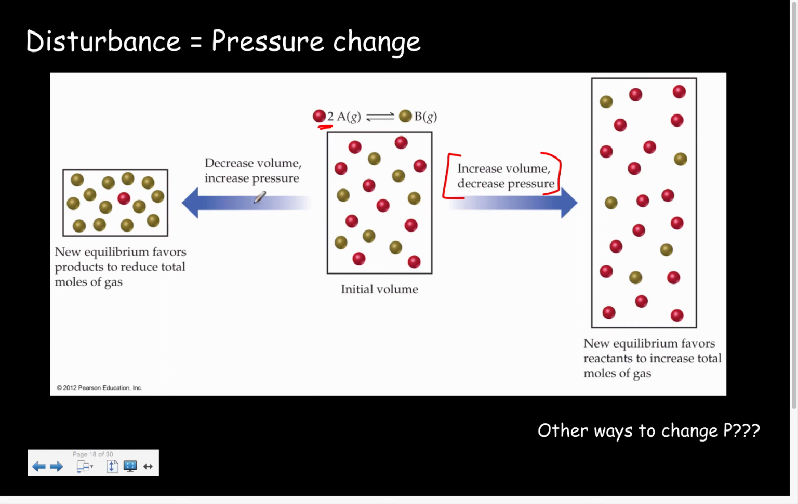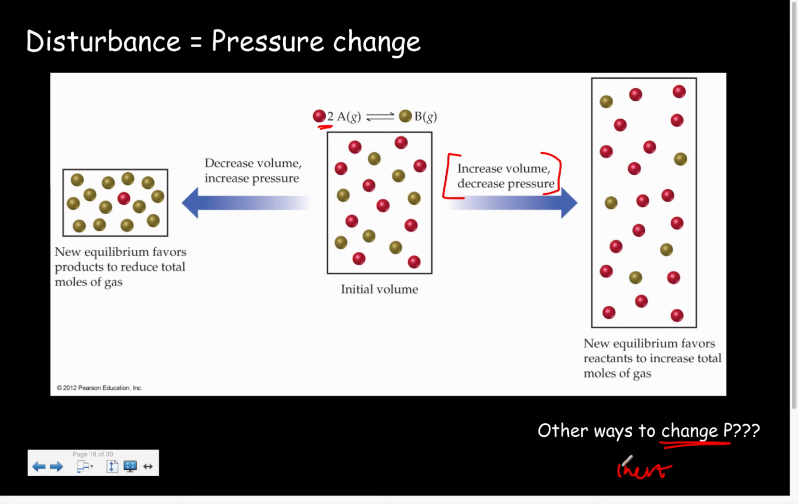Likewise here, if we decrease the volume and increase the pressure, we're going to try to decrease the overall pressure, which means shifting to the side that's going to decrease the number of particles colliding with the walls of my vessel. Do note that there are other ways to change pressure.